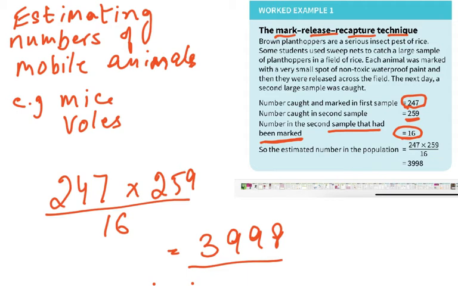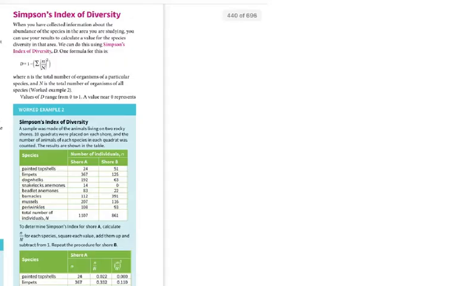Each animal was marked with a very small spot of non-toxic waterproof paint, and then they were released across the field. And the next day, a second large sample was caught. So it's usually as we're talking of mobile animals that we are going to be talking about in the mark, release, recapture technique. Now let's look at the second mathematical issue that we need to discuss here.